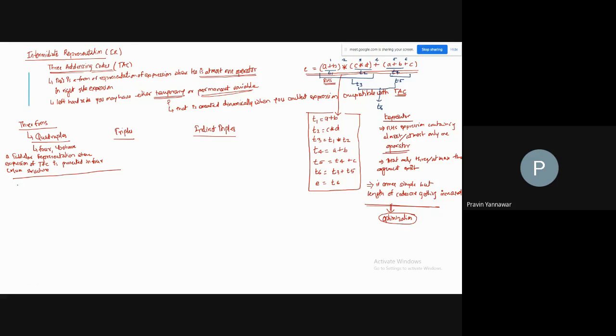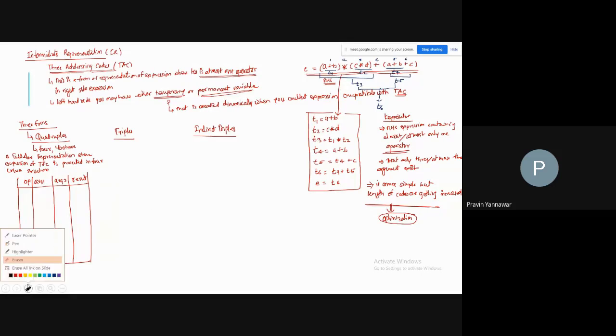First you have the operator, then you have argument 1, then argument 2, then the result. So how many columns are there here? Try to identify. There are only 4 columns. These 4 columns are used for the representation of quadruples.